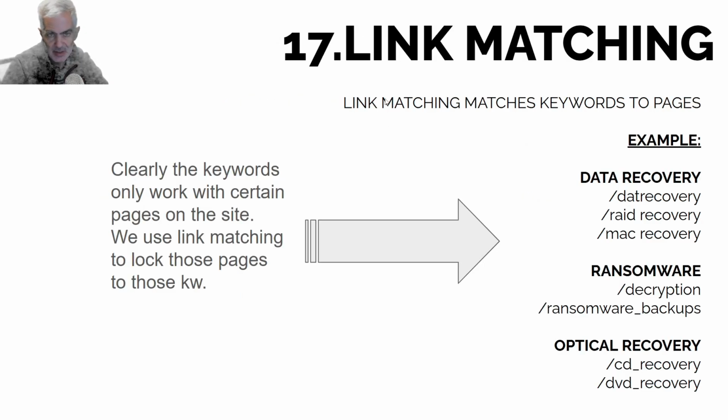Link matching, basically link matching matches keywords to pages. So if you had a keyword of data recovery, you'd send it to pages like data recovery, RAID data recovery, Mac data recovery. Keyword like ransomware, you'd send it to ransomware decryption or ransomware backups. Optical recovery, CD recovery, DVD recovery. Clearly the keywords only work with certain pages on the site. We use link matching to lock those pages to those keywords. Pretty much straightforward.